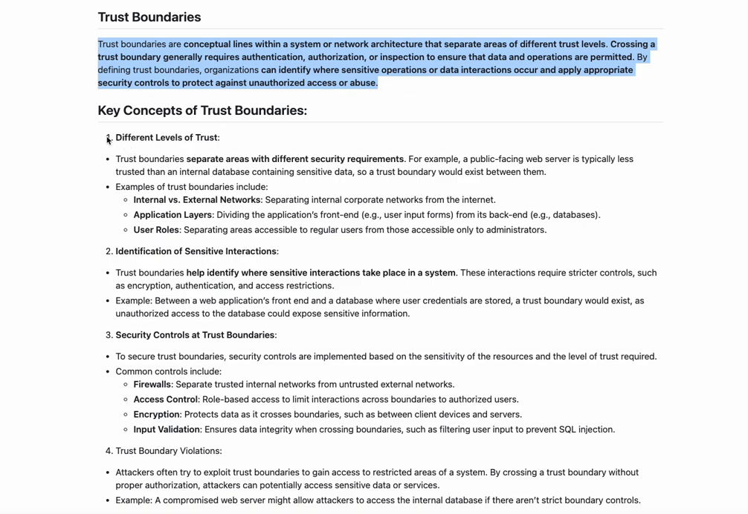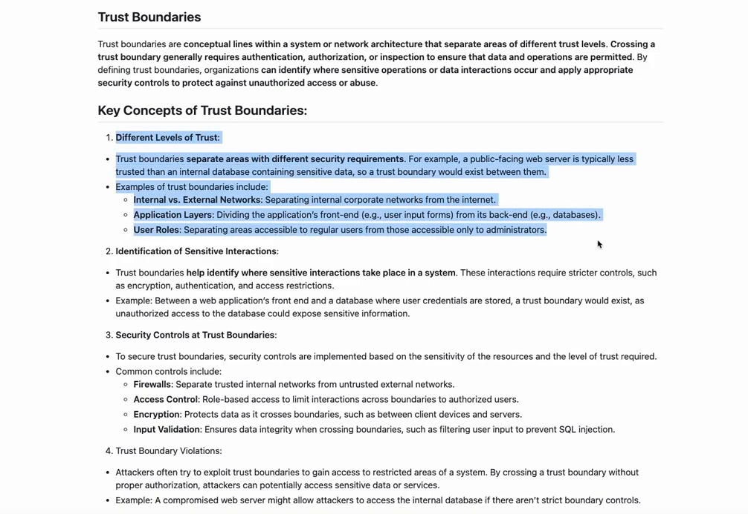Key concepts of trust boundaries. Different levels of trust. Trust boundaries separate areas with different security requirements. For example, a public-facing web server is typically less trusted than an internal database containing sensitive data, so a trust boundary would exist between them.